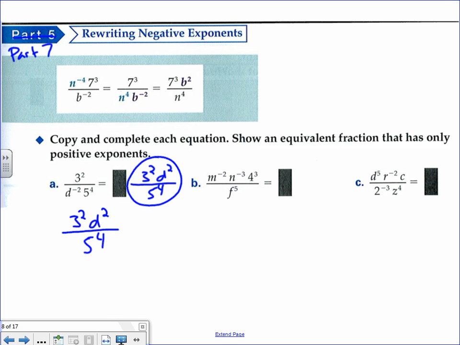All right, B and C you can go ahead and work on your own. When you have them completed, come check them with me to see if you have them correct.